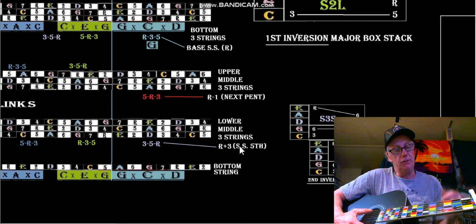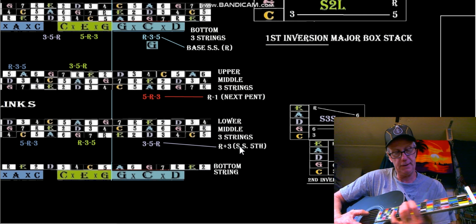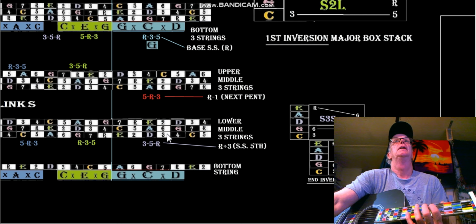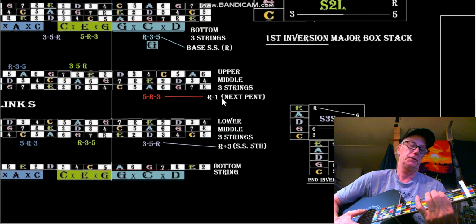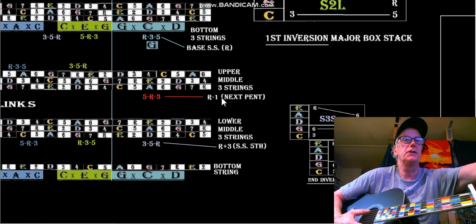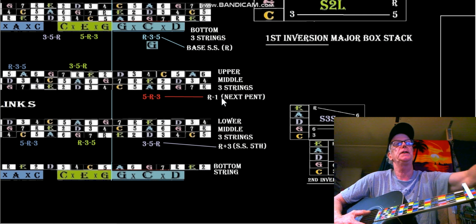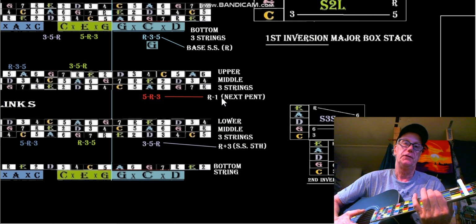Okay, so root plus 3 is going to be the next string. 1, 2, 3. Okay, so we're going to have the D right there. And then the third string up is going to be root minus 1. Here's root minus 1, because remember, it's a scalar minus 1. It's not minus a chromatic tone. It's minus a scalar tone. So if we're in the key of C, it's minus 1 of the white notes, like that. So we go from 6 to 5 there.